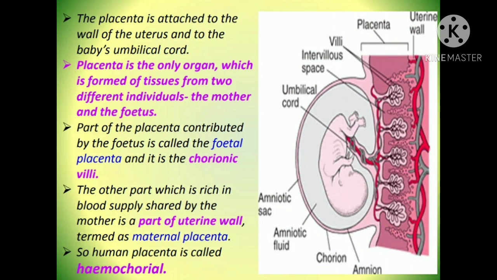and the fetus. The part of the placenta contributed by the fetus is called the fetal placenta, and it is the chorionic villi. The other part, which is rich in blood supply shared by the mother, is a part of the uterine wall, which is termed the maternal placenta. So the human placenta is called hemochorial.